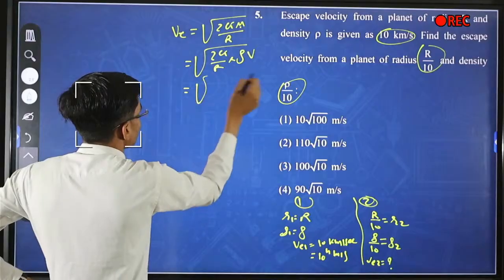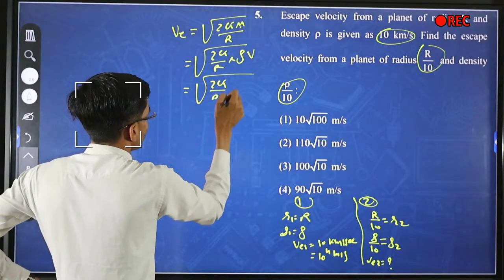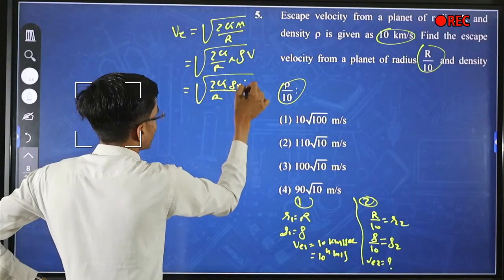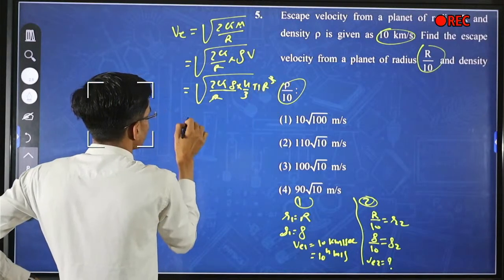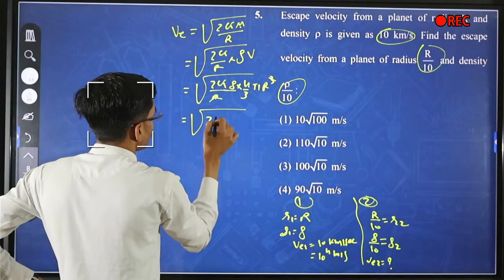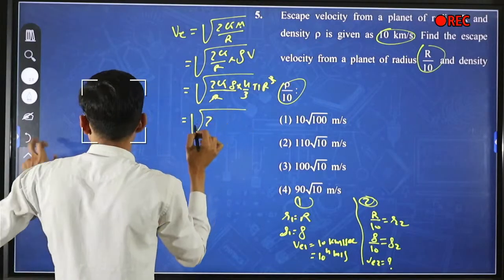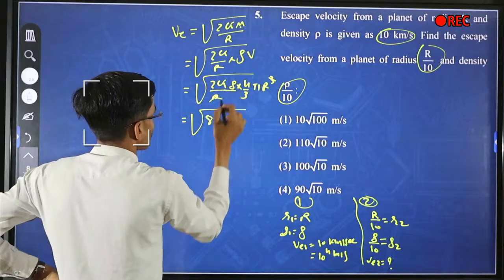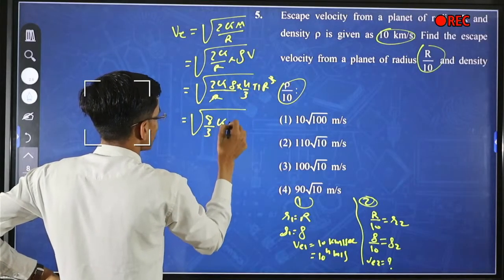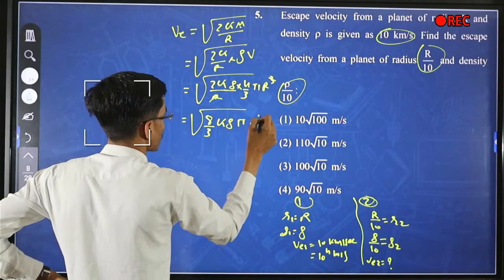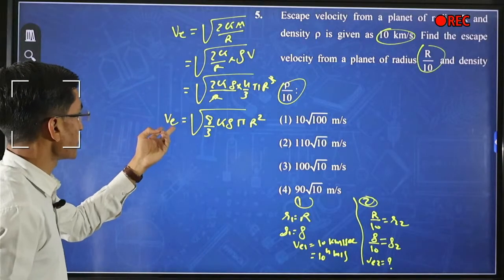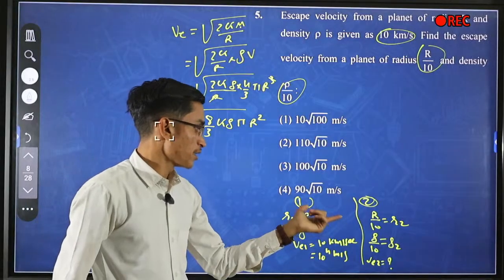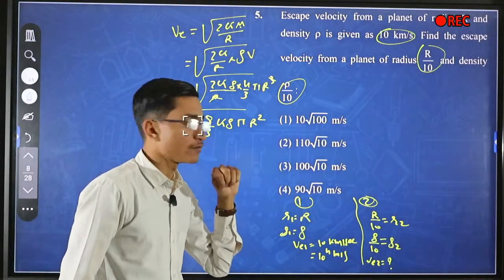Further, volume can be written as 4 by 3 pi R cubed. So 4 into 2, 8 by 3 G pi rho into R squared. Here is the simplest formula of escape velocity in the form of data given in the question.